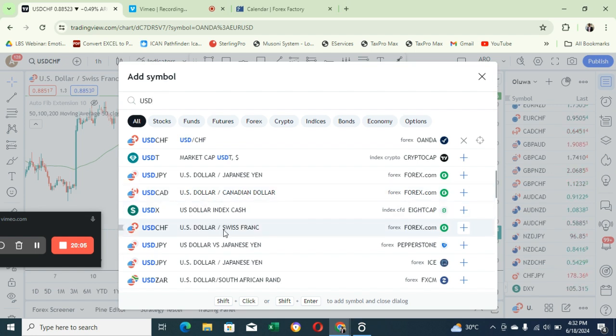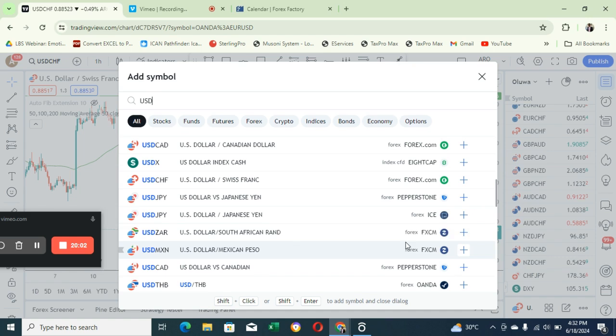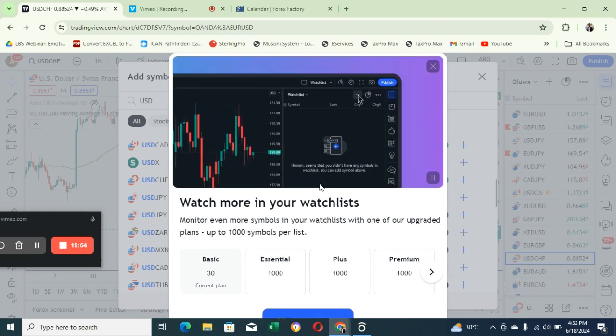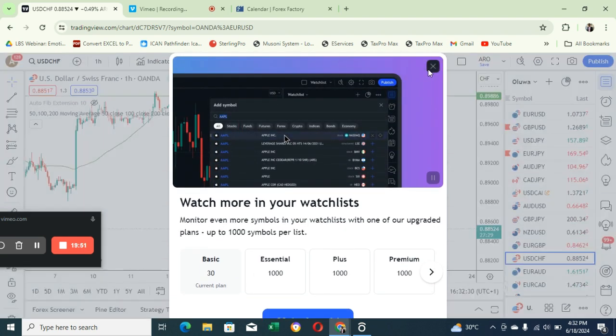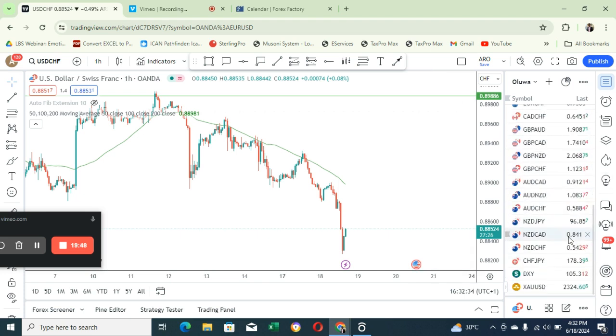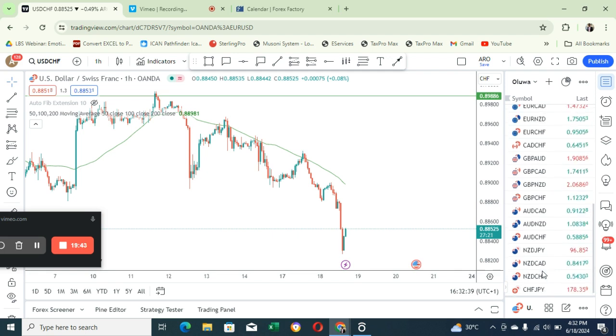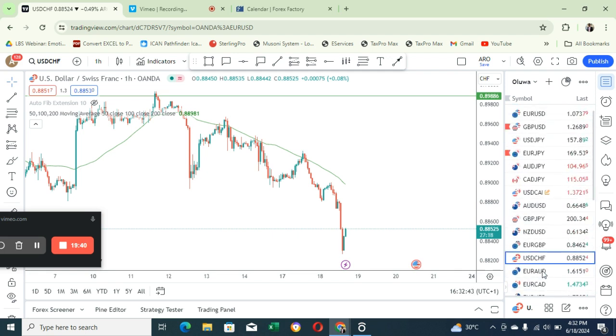Let me check this one. I don't trade it, but let's check it. Okay, I can't have more than that. Let me just have a look at it. I think you understand what I'm trying to say here, because I already have up to 30 pairs here, so I can't have more than 30 pairs. You cannot add any other currency pair unless I delete some. So I think you understand what I mean by this.